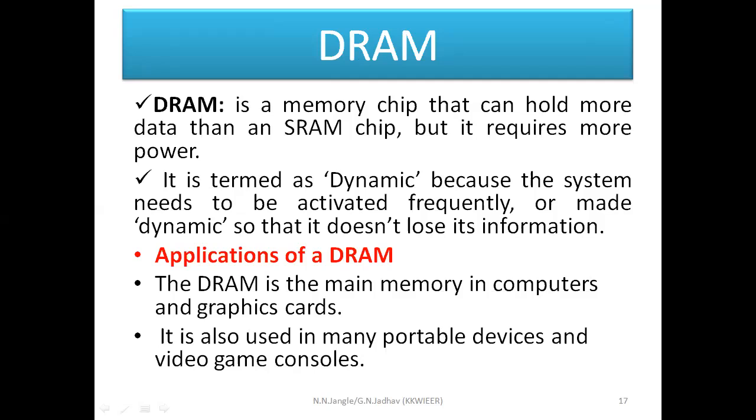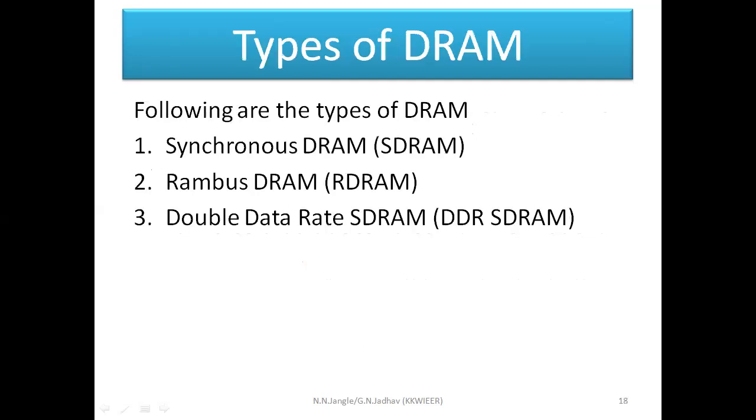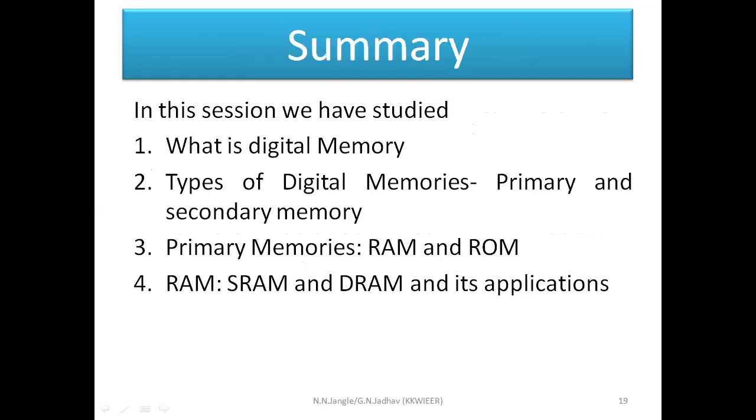What are the applications of DRAM? DRAM is the main memory in computers and graphic cards. It is also used in many portable devices and video game consoles. So it is an important memory in a computer. There are three types of DRAM: synchronous DRAM, Rambus DRAM, and double data rate SDRAM, that we are going to discuss in another session.